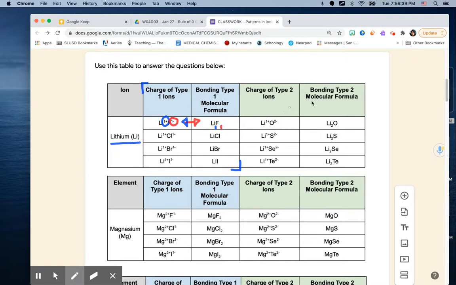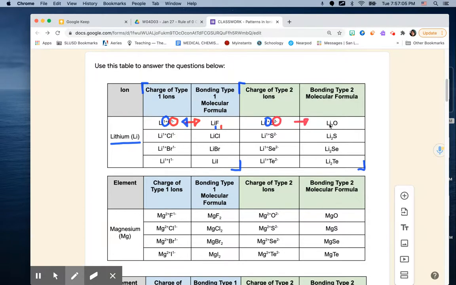On the other hand, here, these two kind of go together, right? So the two columns in green together, I'm looking at the same thing again. So Li still has a charge of 1 plus. Whoops, kind of covered that up there. But this time, notice that O, or oxygen, has a charge of 2 minus.